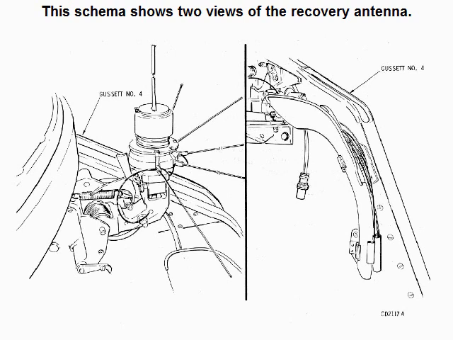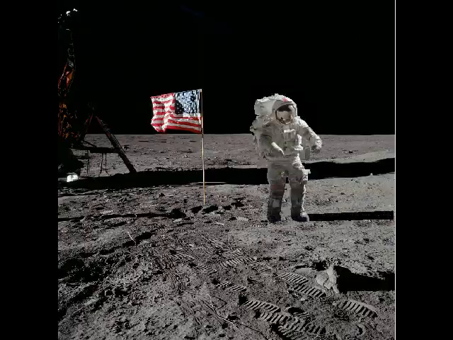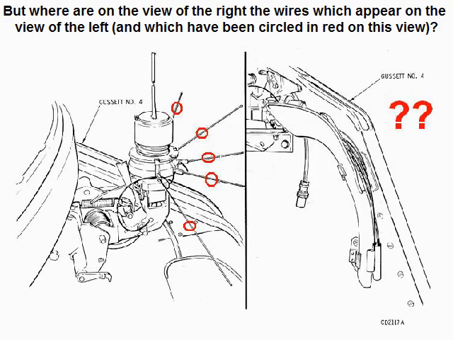This schema shows two views of the recovery antenna. But where are, in the view on the right, the wires which appear in the view on the left, and which have been circled in red on this view?